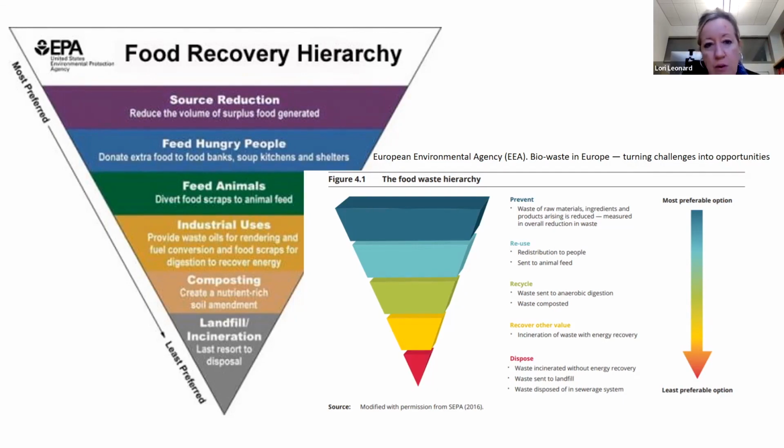You will also note on this EPA hierarchy that among the recycling strategies, after you get past donation and feeding hungry people, the rest of those are recycling strategies. Among them, feeding scraps to animals is the preferred recycling strategy, more than digestion or waste to energy, and more than composting. And that's because it keeps food in the human food supply chain.